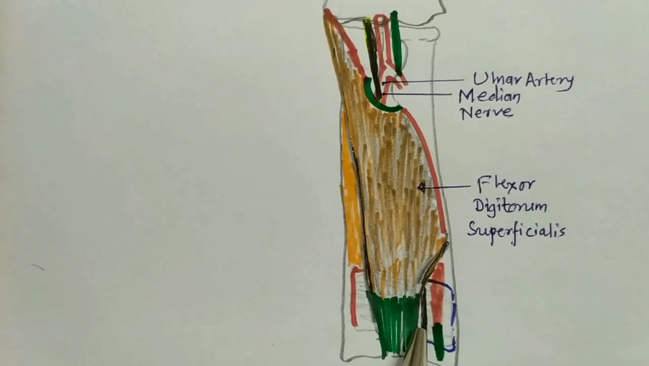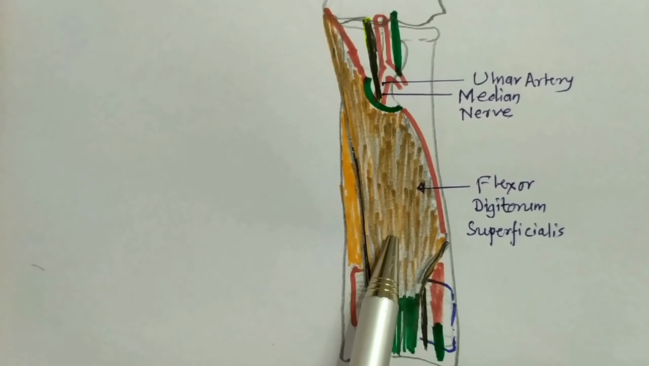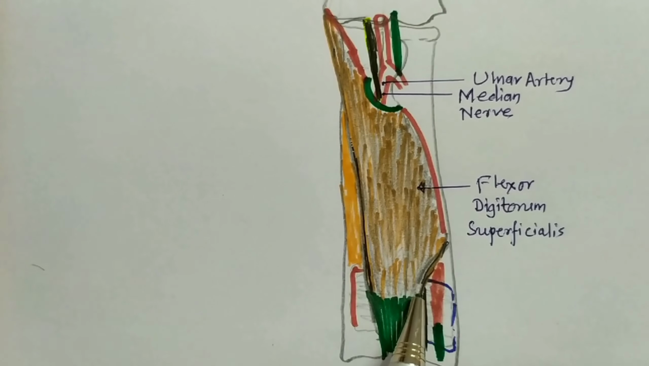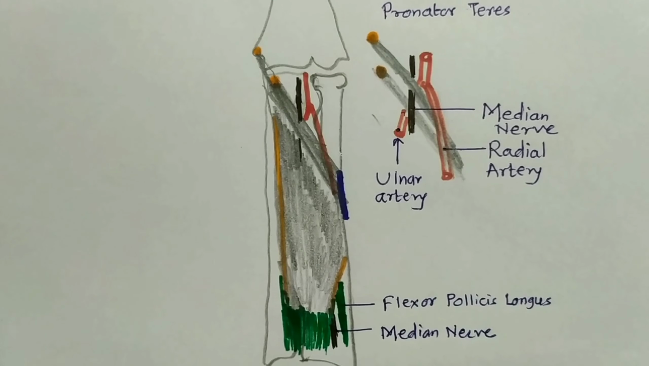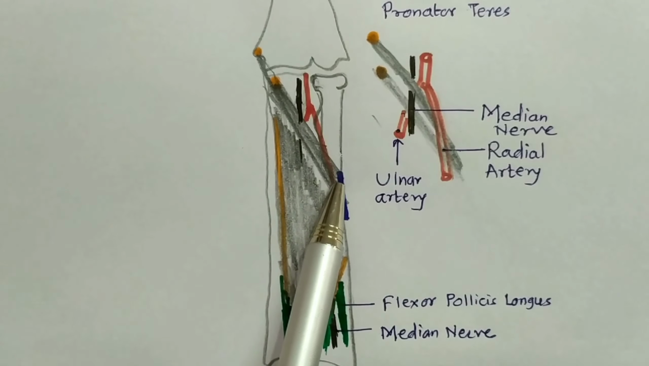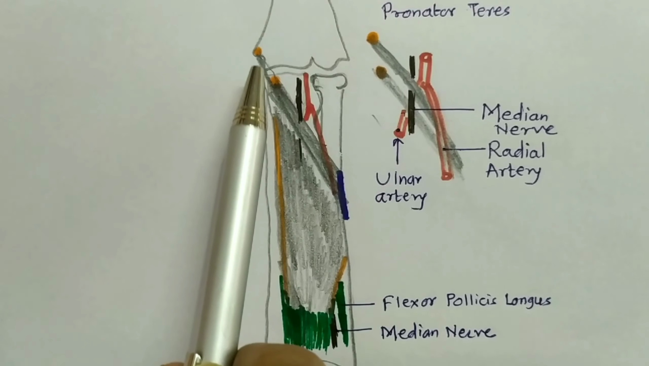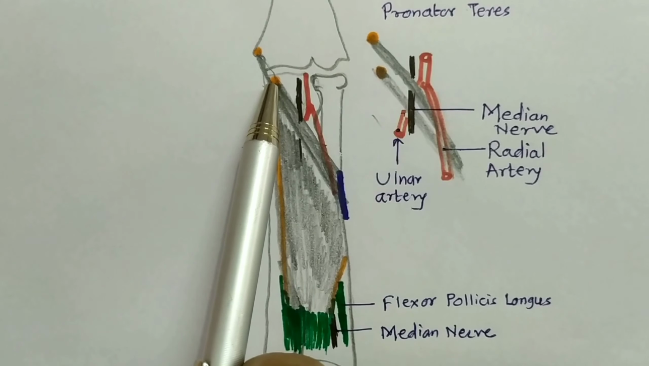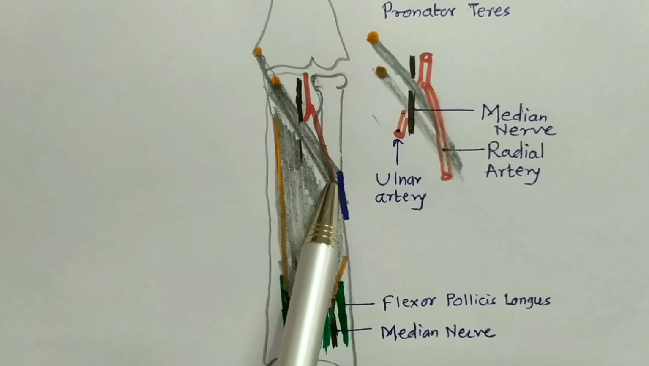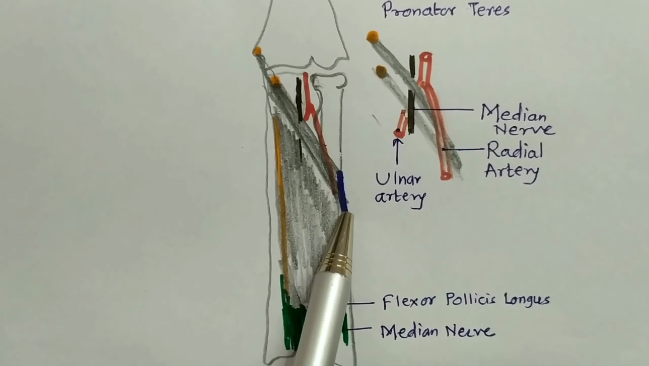The median nerve, which is adherent to the deep surface of flexor digitorum superficialis muscle, becomes superficial in the lower part of forearm. Out of the remaining 4 superficial muscles, the pronator teres muscle is most lateral. It takes origin by 2 heads, humeral head and the ulnar head, and it is inserted on the middle 1/3 of lateral surface of radius.